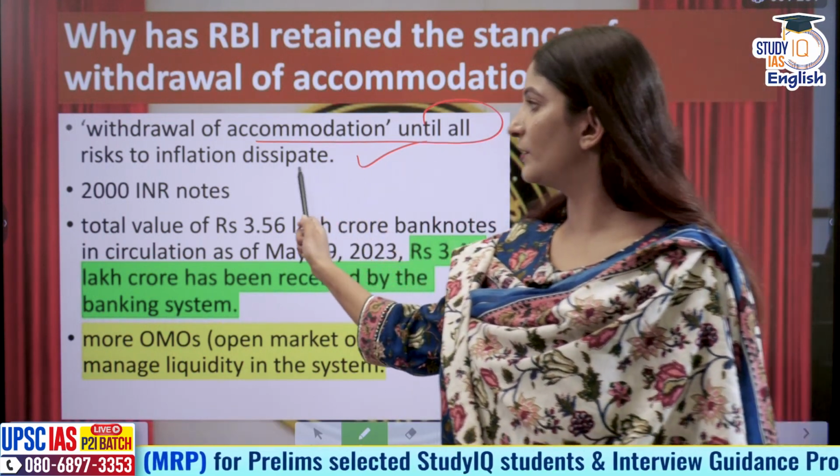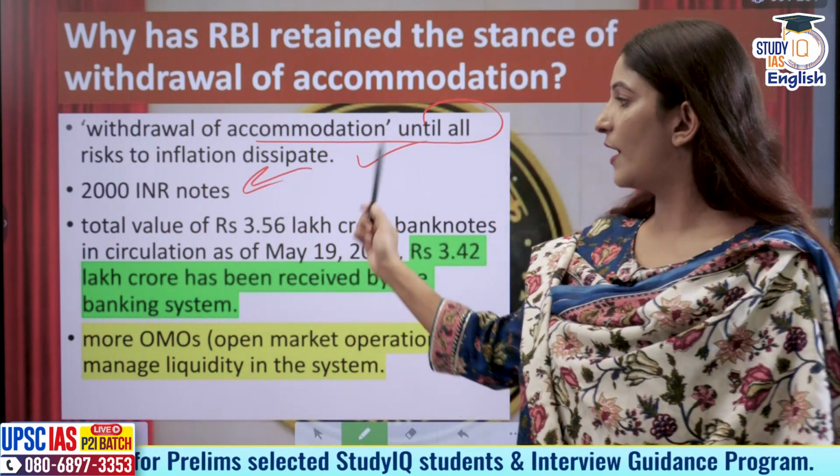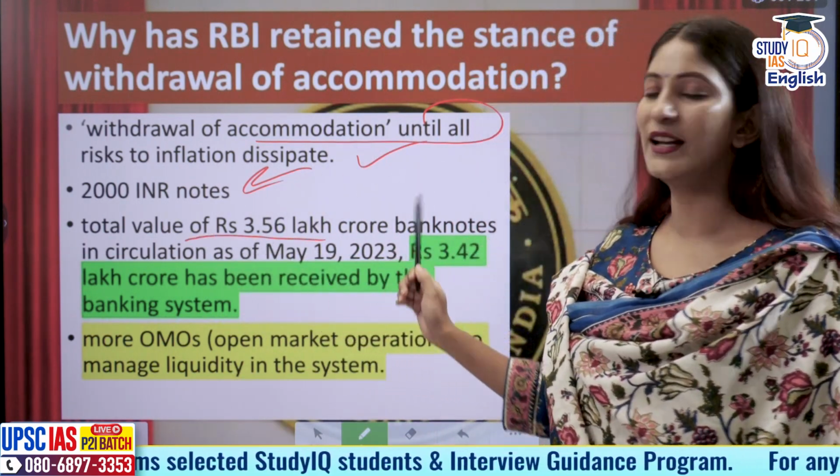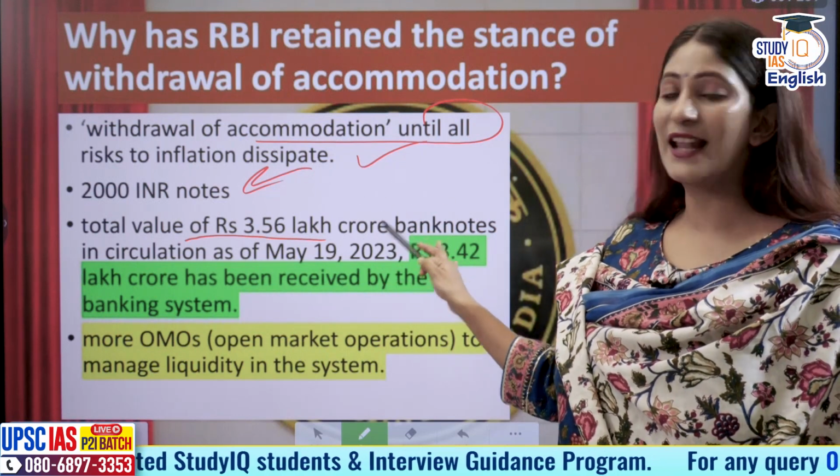I've already told you about the 2000 INR notes. Now you have to keep in mind that the total value is rupees 3.56 lakh crore.